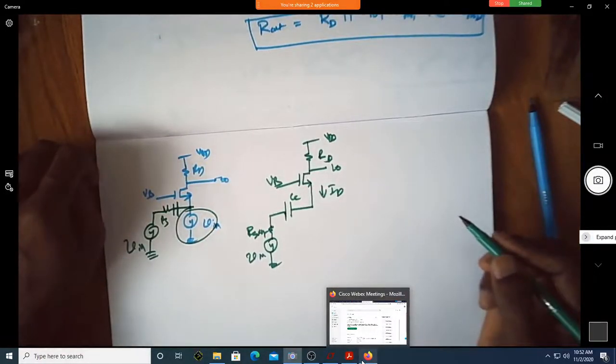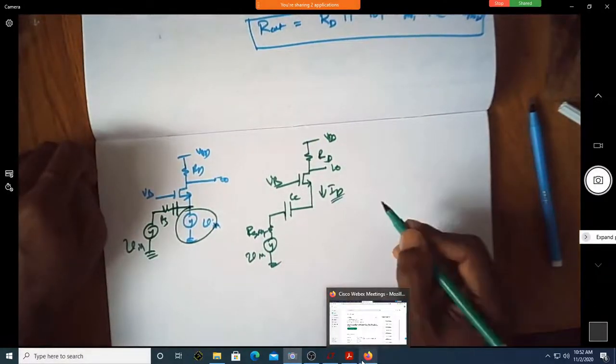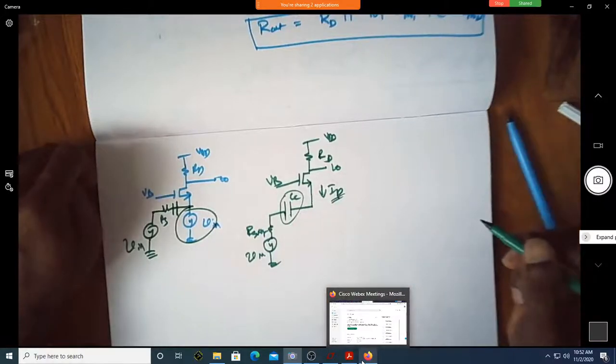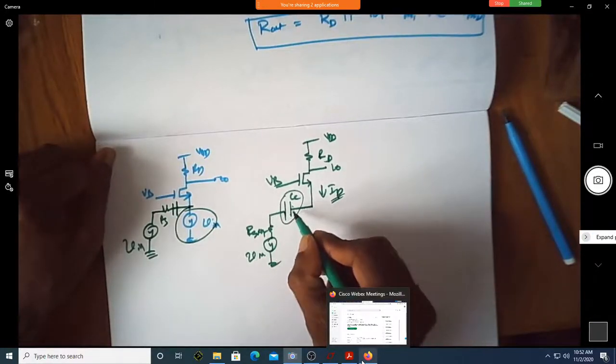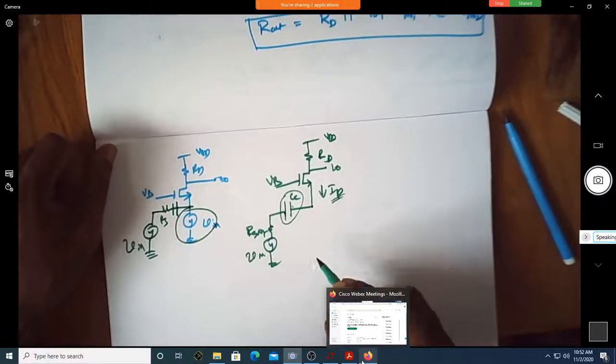Will capital ID flow from VD to ground? It won't flow, because this is a capacitor which blocks the DC. So you are supposed to use a coupling capacitor to not disturb the DC voltage, but you should allow this DC current to flow also.